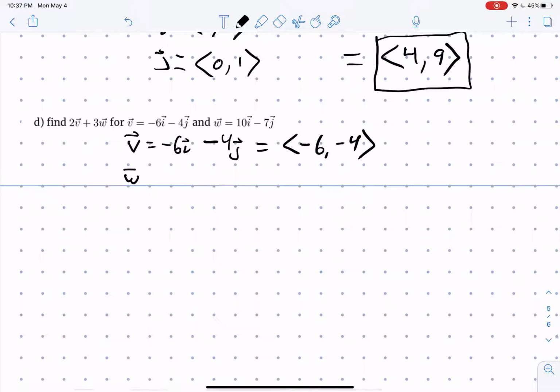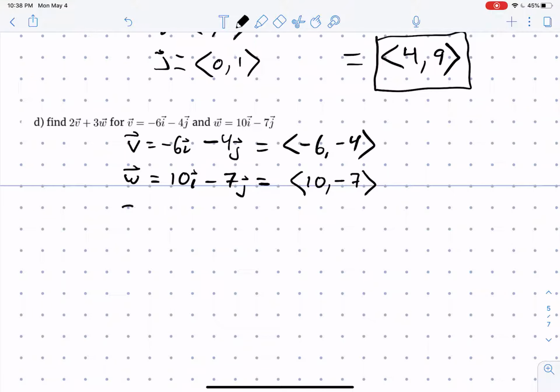For w, we'll have a similar thing. This is 10i minus 7j. And that's equal to, of course, we could once again replace i with the vector 1, 0, and j with the vector 0, 1, do scalar multiplication, and then add vectors. But this is a common situation. It shows up enough that you should just get familiar with it. This is going to be the vector 10, negative 7.